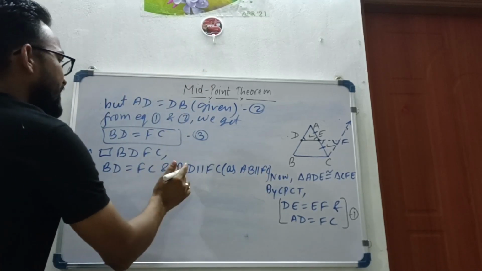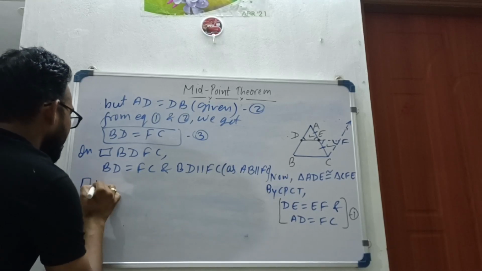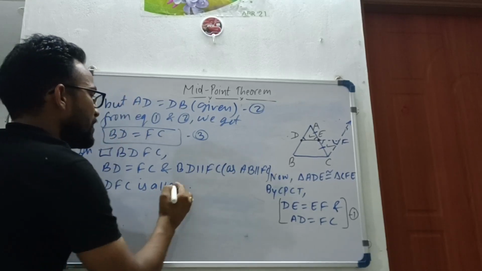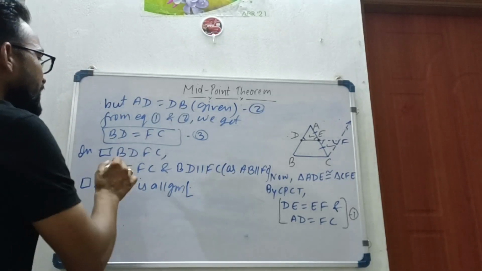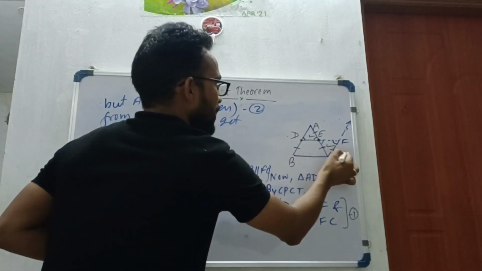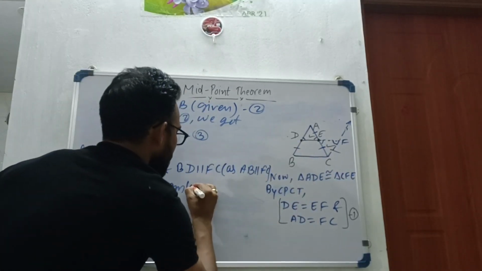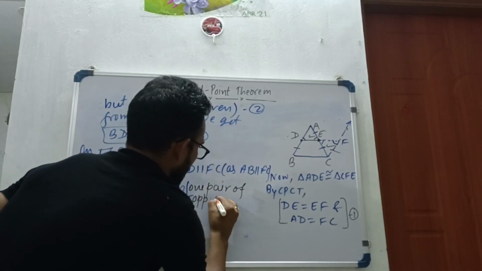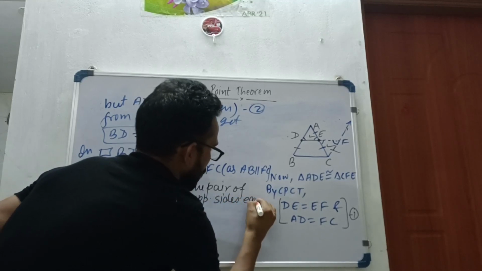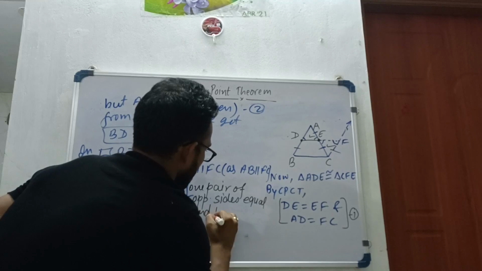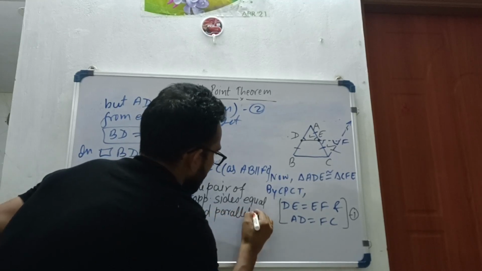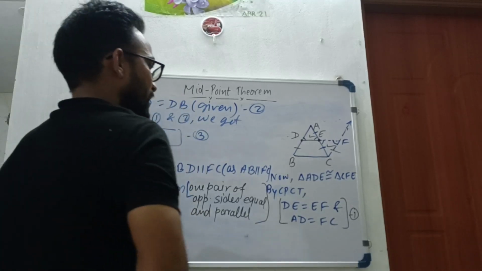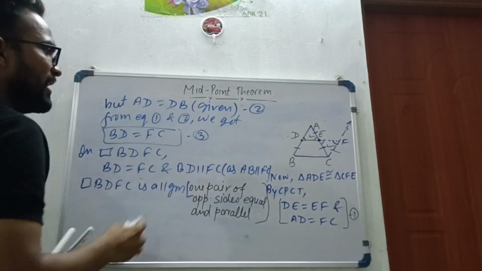So now we can say quadrilateral BDFC is a parallelogram. How can you say it is a parallelogram? The reason you can write: one pair of opposite sides is equal and also parallel. If one pair of opposite sides is equal and parallel, it is a parallelogram. Now we got BDFC is a parallelogram.